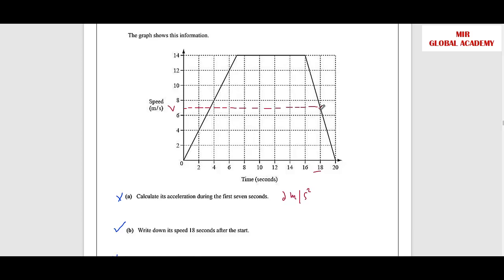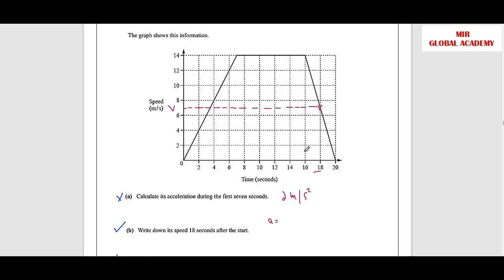Suppose the speed over here is v. I just mark v over here, and this is one unknown. For one unknown, we must have one piece of information. Right now, no information is given in the question itself. But we know that the acceleration of this line is basically the gradient of this portion of the journey, which is rise over run.